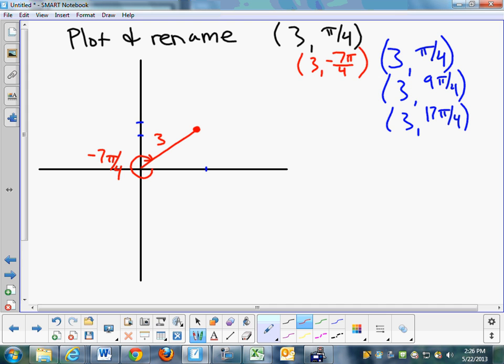Okay, so in one case I have a positive radius and a negative angle. In the other case I have a positive radius and a positive angle. So if you wanted to go around again in the negative direction, you would add on a negative 8 pi over 4. What would your new angle be if you added on a negative 8 pi over 4? Negative 15 pi over 4. So that would also put you in the same spot.